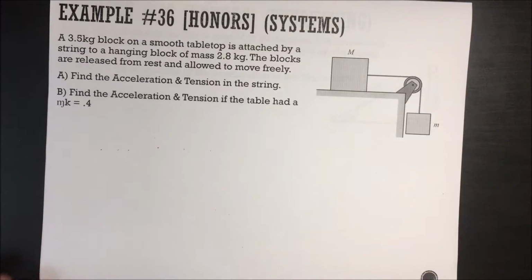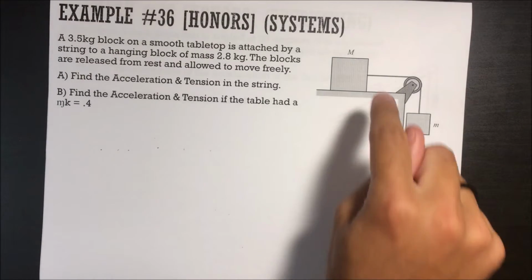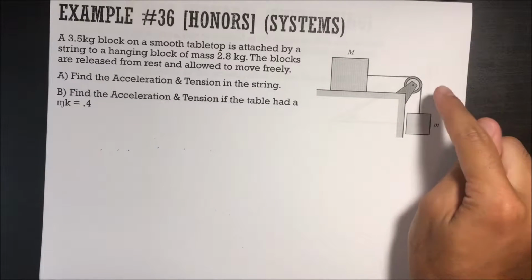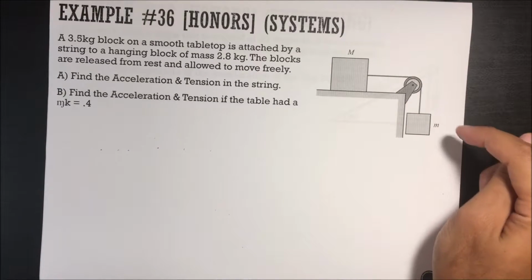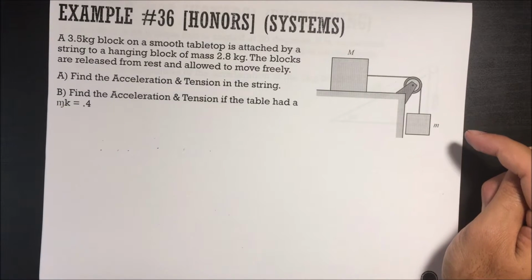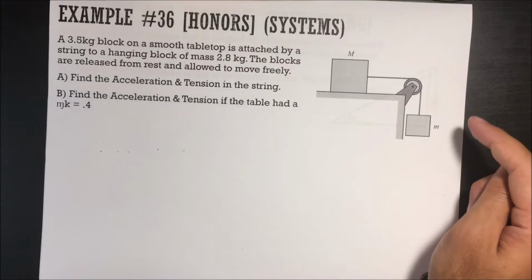Alright, let's look at another example now. A 3.5 kilogram block on a smooth tabletop, so this is smooth, meaning no friction, is attached by a string to a hanging block of mass 2.8 kilograms. The blocks are released from rest and allowed to move freely. Find the acceleration and tension in the string.